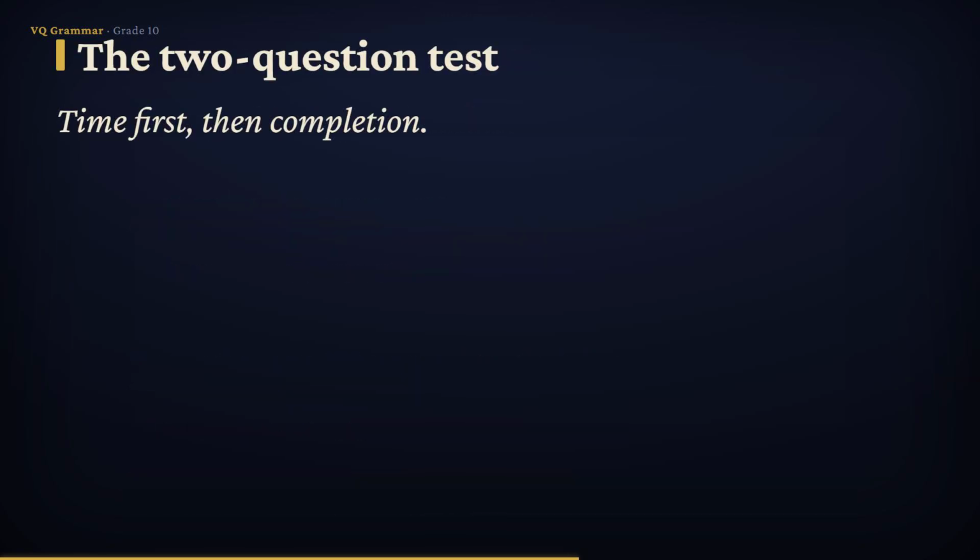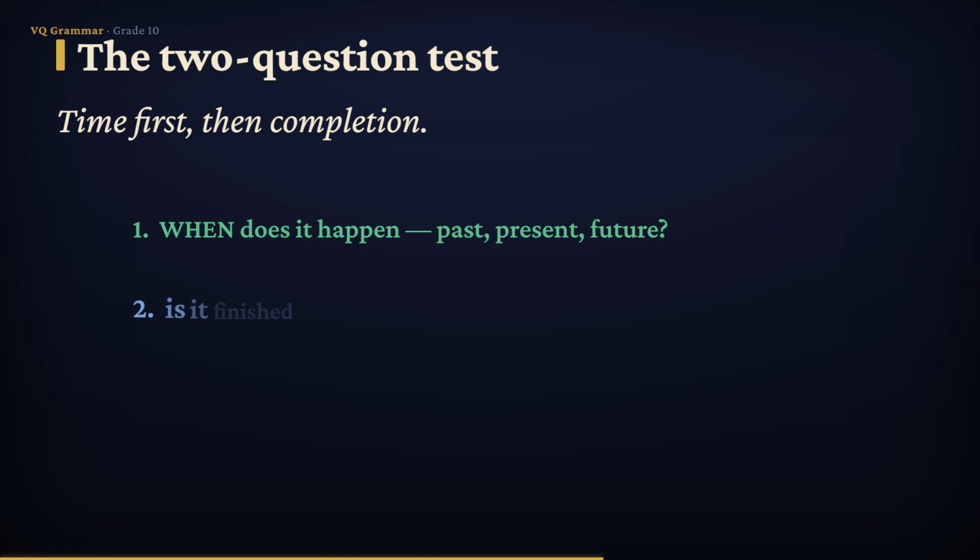So here's the method. Two questions, and you'll never guess again. Question 1. When does it happen? Past, present, or future? Find the moment, and you've cut your 6 choices down to 2. Question 2. Is it finished before another time? If nothing else is being compared, you want the simple tense.